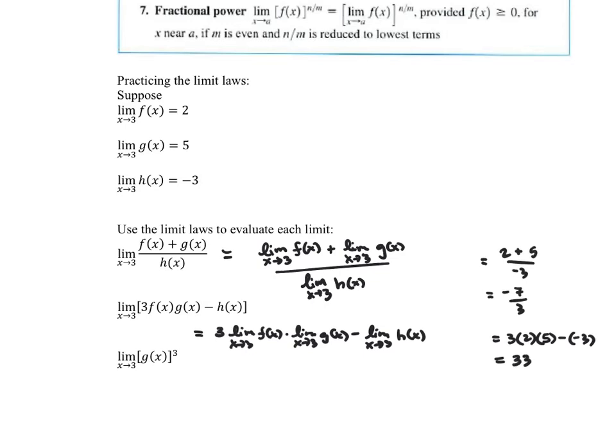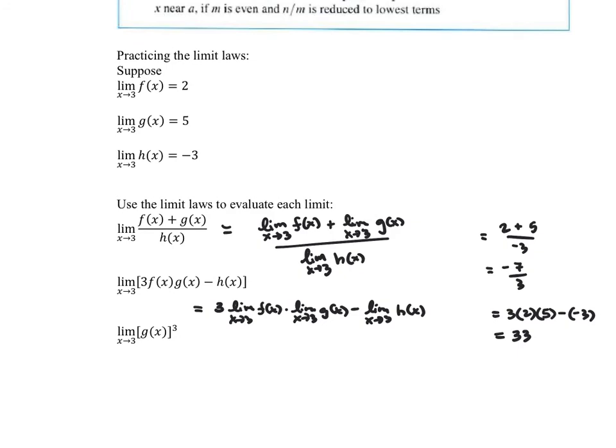All right, let's look at the last example here. The limit as x approaches 3 of g of x cubed, using the power rule, should be equal to the limit as x approaches 3 of g of x, quantity cubed. The limit as x approaches 3 of g of x is 5, and 5 cubed happens to be 125. Therefore, that's what our original limit would evaluate to.